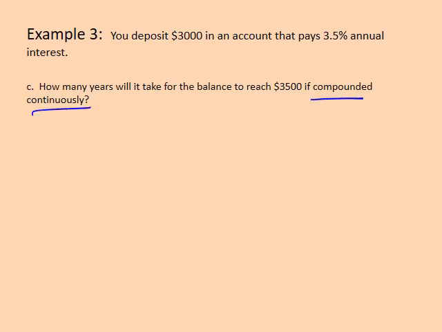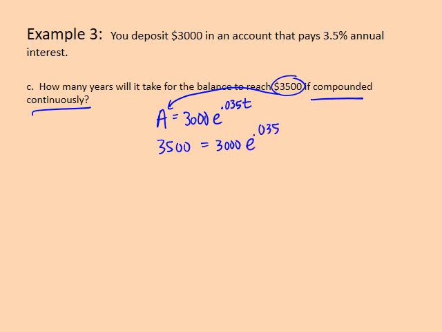So since we're continuing to be compounded continuously, we need to use our PERT equation. From above, we know that 3,000 e to the 0.035 times t is our equation. Now we're going to plug the 3,500 in for A. So 3,500 equals 3,000 e to the 0.035 times t. Now this is an exponential equation that involves e.